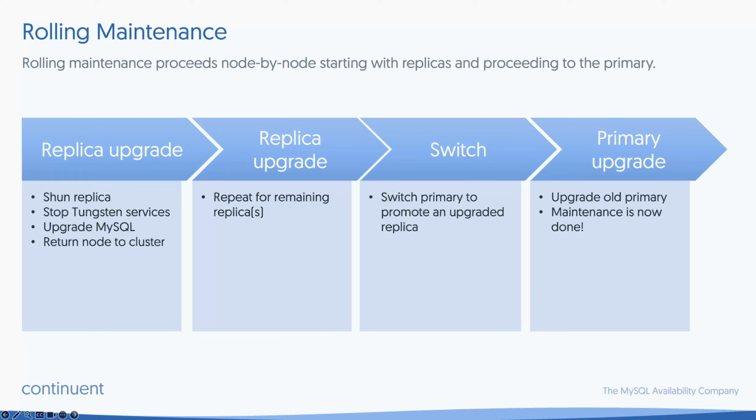Once replication is caught up, you can then repeat the process on all remaining replicas, one at a time. Finally, you would then issue a switch, which would promote one of those new replicas to be the new primary and change the primary to be a replica. You can then repeat this maintenance process on this last node before returning it back to the cluster.